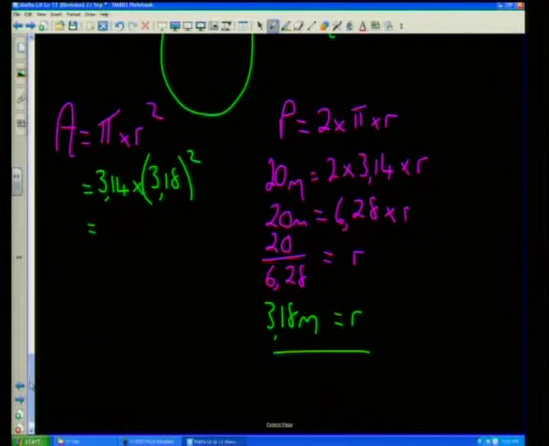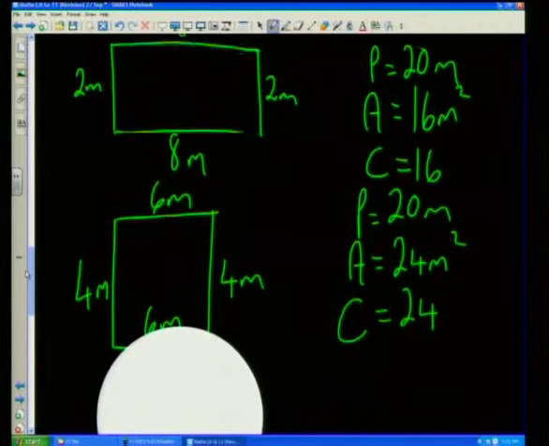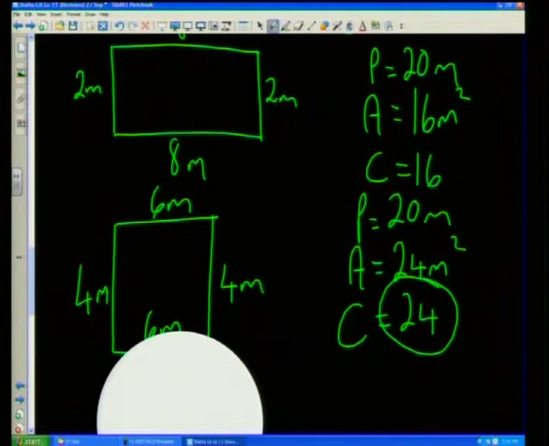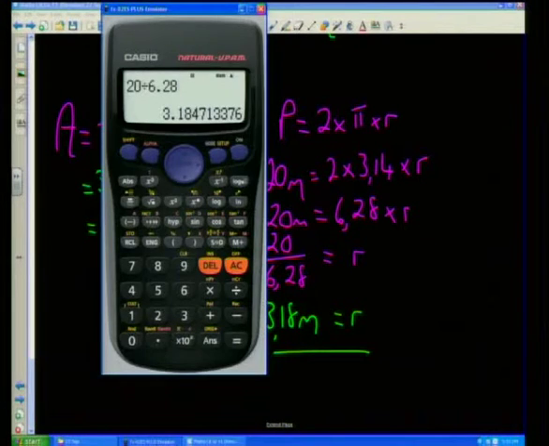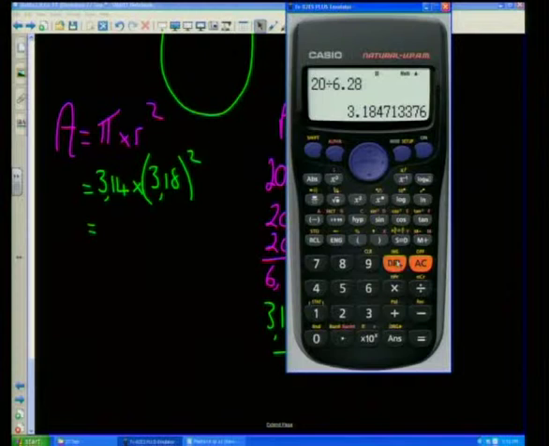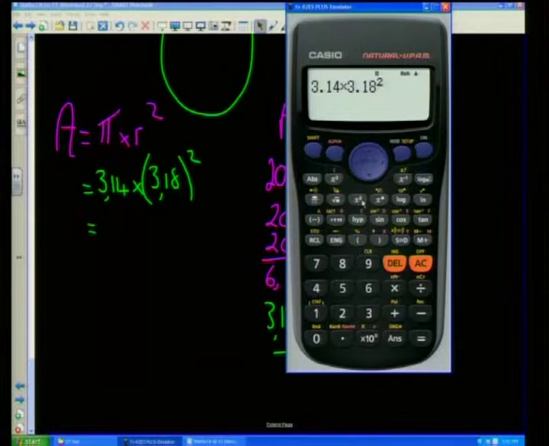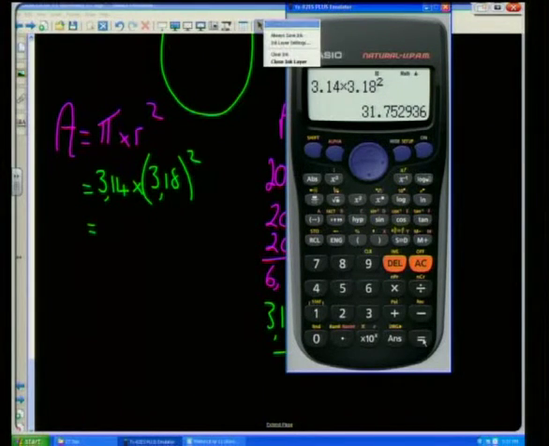Now, before we do that, let's have a look at our problem here. The biggest amount of chickens we've got is 24. Will we get more than 24 chickens? Our calculator is going to help us with that. So, here we go. We've got 3.14 multiplied by 3.18 squared equals, what's it going to be? There we go. 31.75.